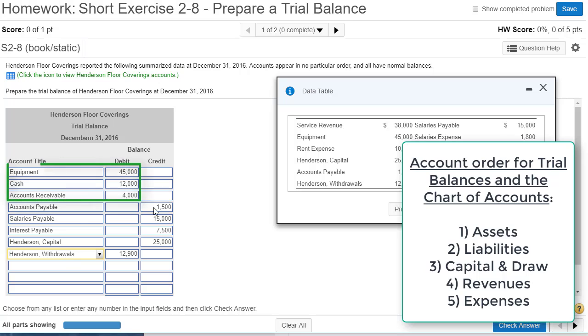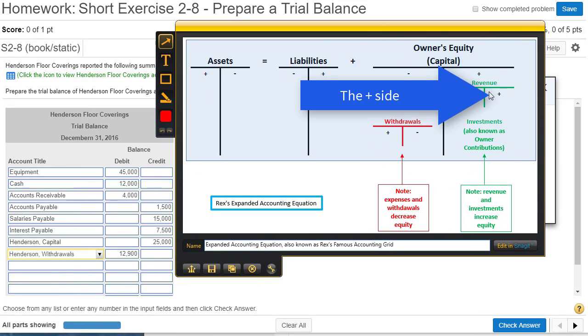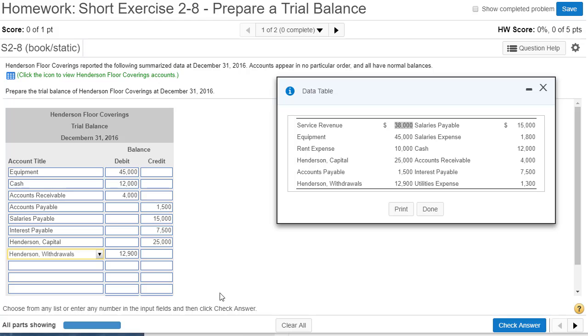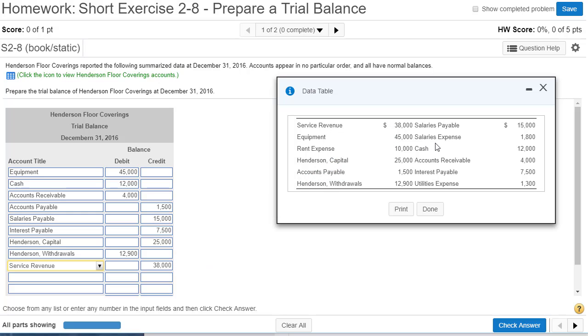After assets, liabilities, and the two equity accounts, we have revenue. Let's find revenue. We've got $38,000 in service revenue. Which side is the plus side for revenue? It's over here on the right side, the credit side. Looking down here, do I see any other revenues? No, no other revenues. So we're done with revenue.